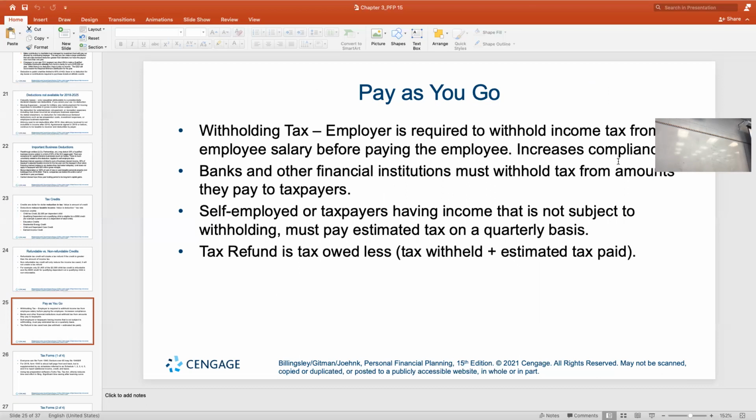The IRS doesn't care if we pay them money and they keep it all year and give us a big refund. But if you owe more than a certain amount, and I think it might be between $1,000 and $2,000, they'll charge you a penalty. They don't want you to wait and pay it all at once. They want that money throughout the year.